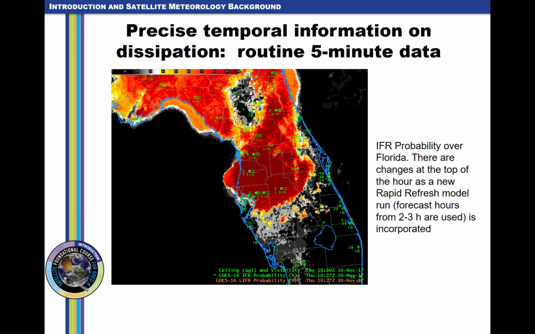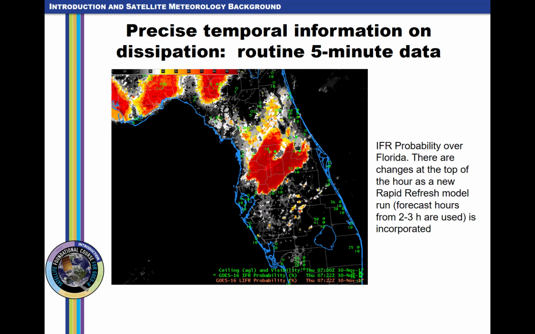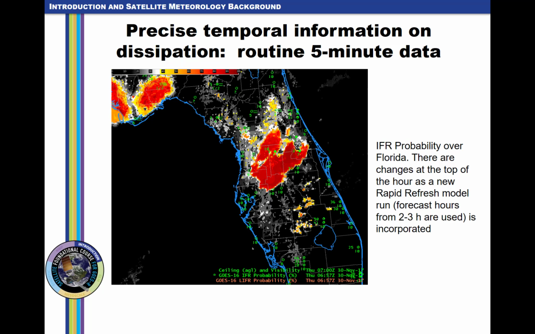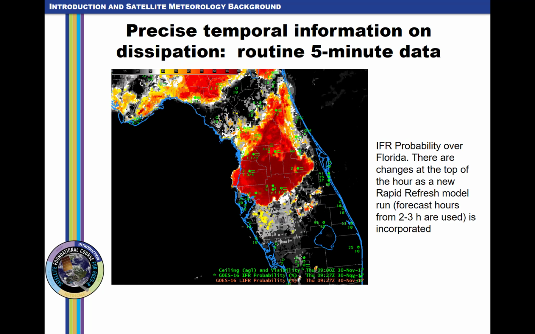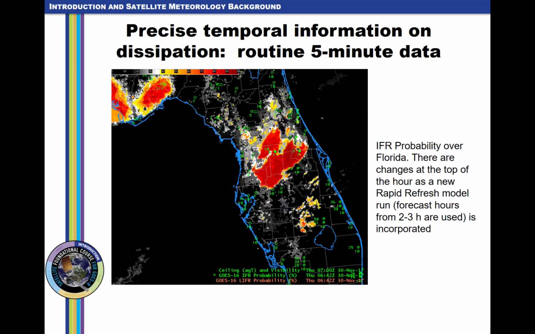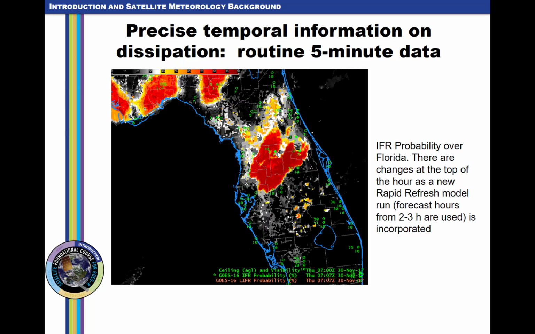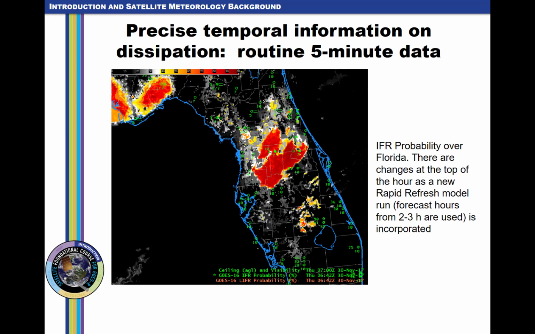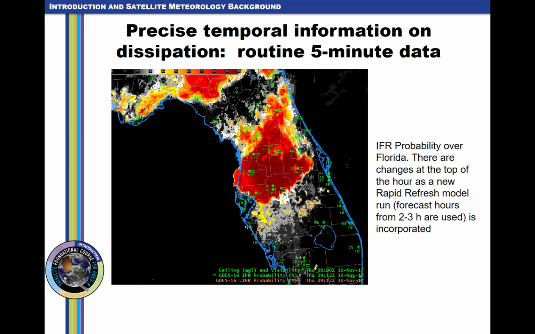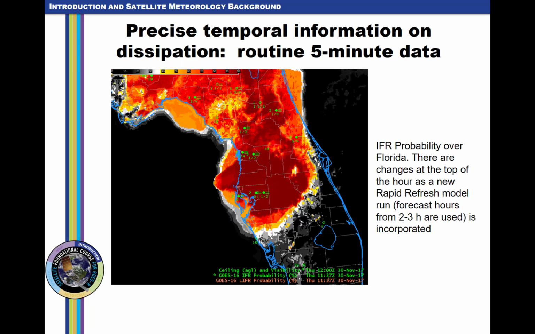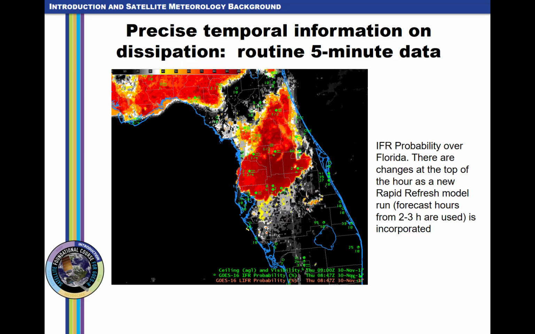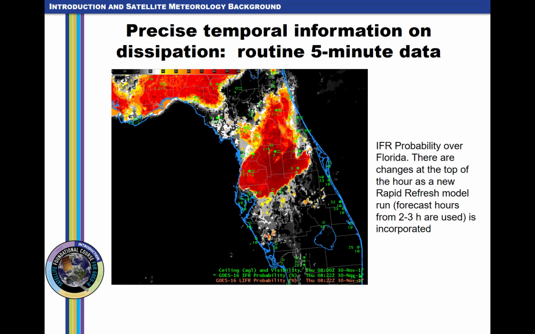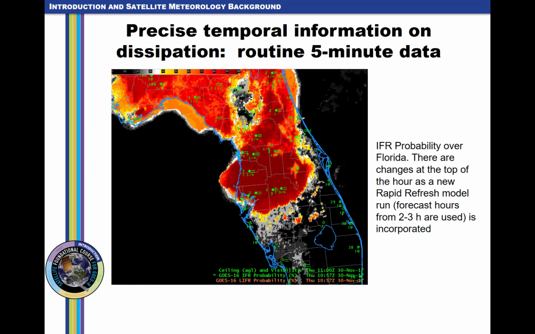GOES-R has routine 5-minute data. This is handy when precise information on dissipation time is required. If you need even more precision, request a meso and get 1-minute data. You'll note in this animation the pulsing that's happening at the top of the hour as new rapid refresh model run is incorporated. So every hour, a new rapid refresh model simulation is being used. Forecast hours from 2 to 3 hours are used in IFR probability fields.